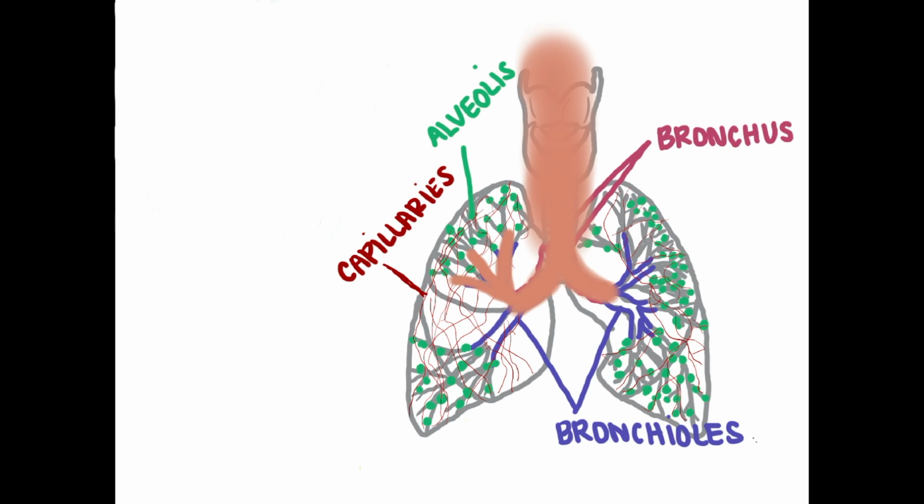So the path that oxygen travels is through the mouth or the nose, through the trachea, where it reaches the lungs. It goes through the bronchi, which splits into the branches of bronchioles, and eventually reaches the alveoli sacs.